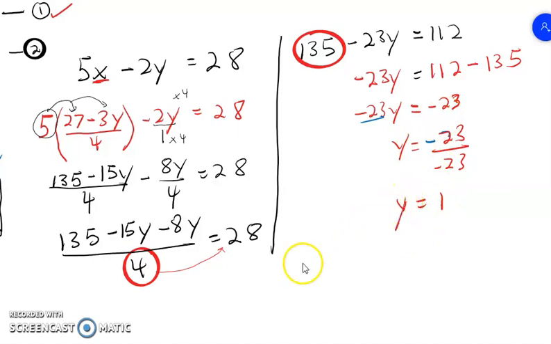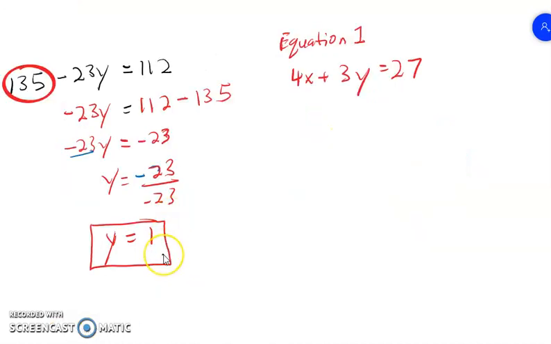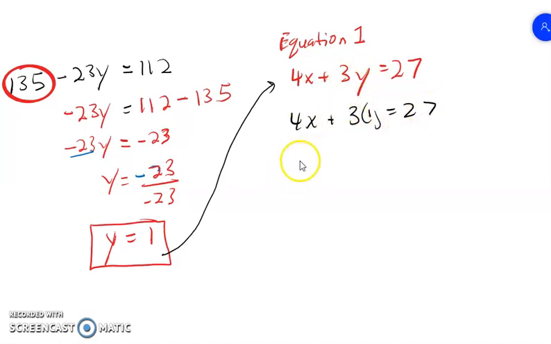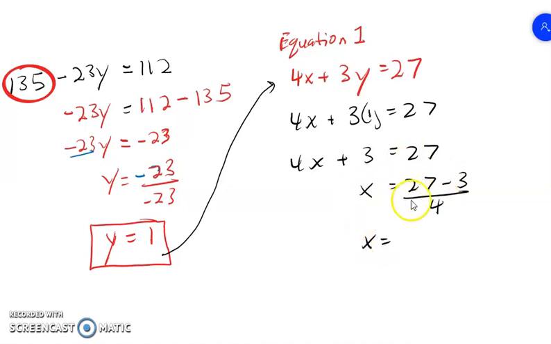You have one of your answers. Now we have to take this answer, y equals 1, and substitute it into any of these equations. We can substitute this y value into the first equation, so we can find the value of x. So y becomes 1, then here 3, and we move it to the opposite side, it becomes minus 3 and divided by 4. So your x equals 24 divided by 4, and you are getting your answer 6.